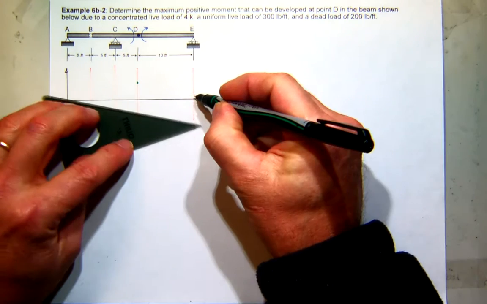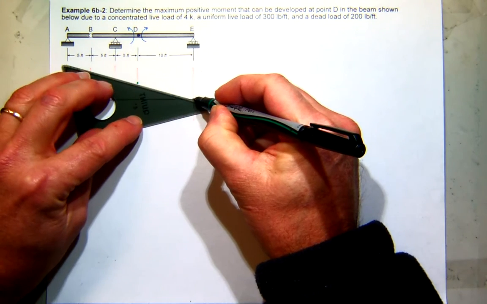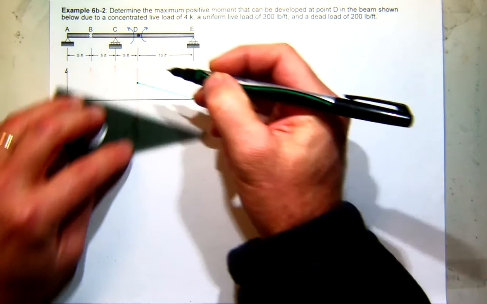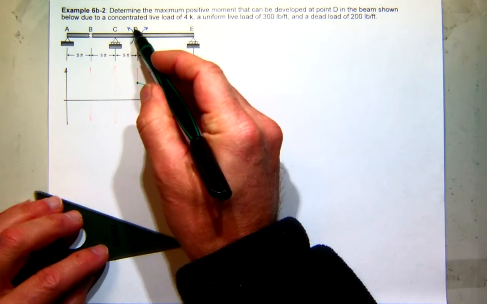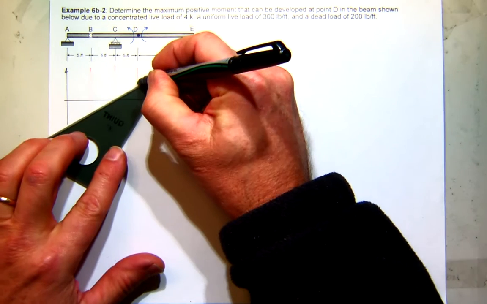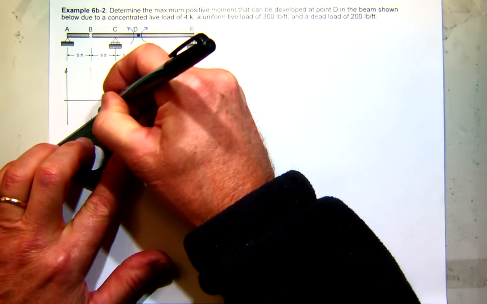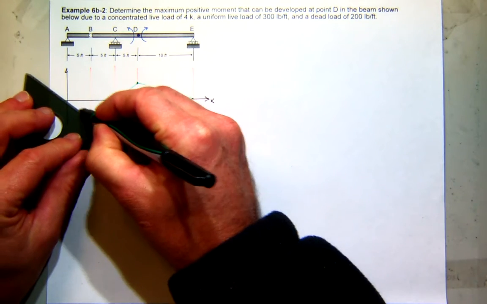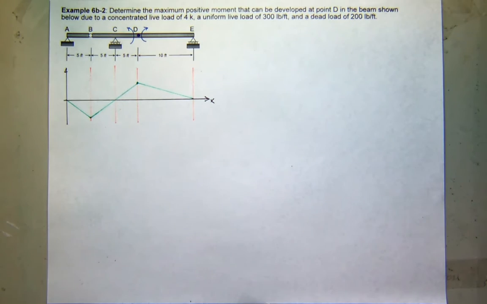On the right hand side, it'll be fixed at E. It'll have to go up. As I push D up, it'll seesaw over C and go down to B, and the hinge at B allows it to bend back up and connect at A. So there's the shape of my influence line.